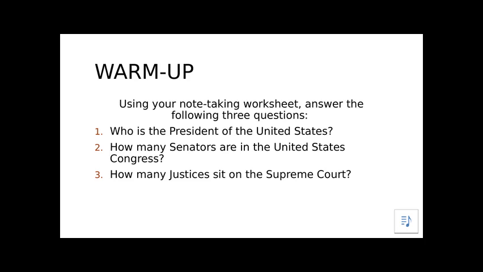So just be thinking about the president and what they do, and how many senators there are. I'll give you a hint: there's 2 from each state. And how many justices sit on the Supreme Court, which I'll also give you a hint: it is an odd number, less than 10. So I'm going to give you about 10 more seconds to think up those answers.